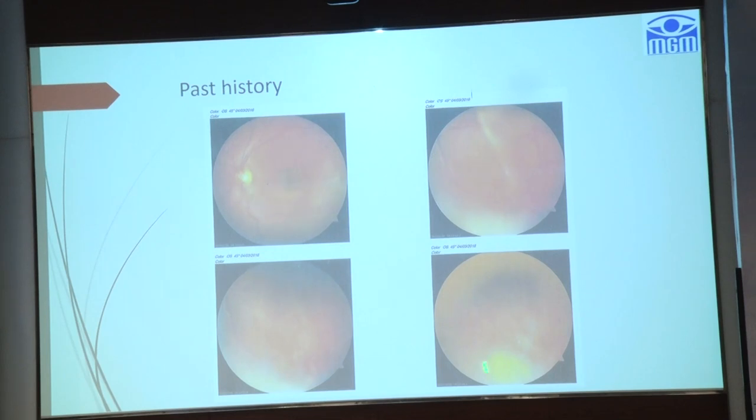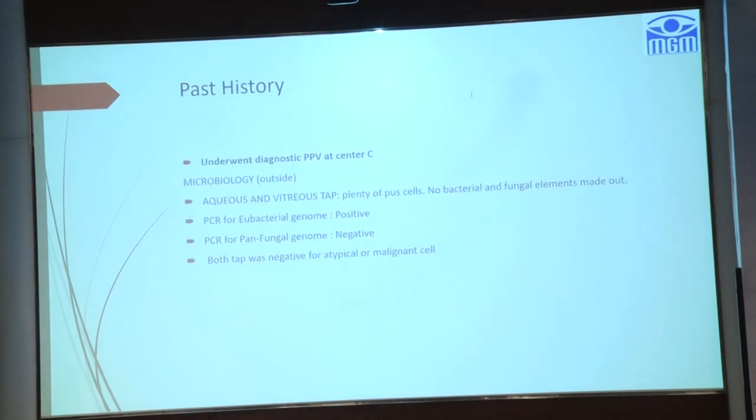So this was the picture taken at hospital C. He had some media haze and some yellowish lesion deposited inferiorly in the vitreous cavity. In hospital C, he underwent diagnostic PPV, and his aqueous tap and vitreous tap showed plenty of pus cells. PCR for Eubacterium genome was positive, fungus was negative, and there were no atypical or malignant cells.